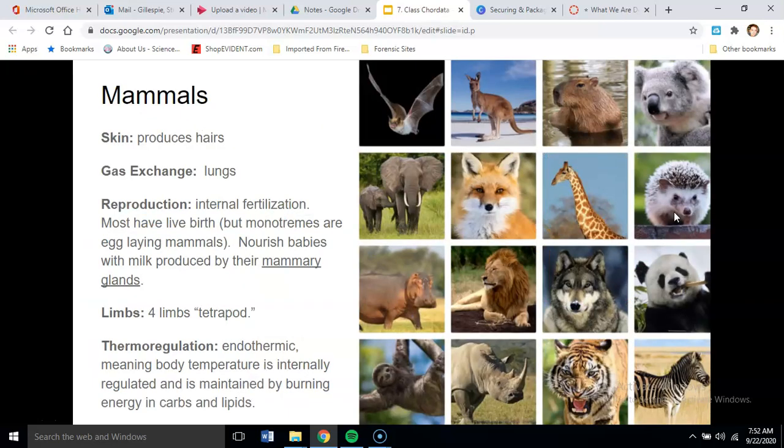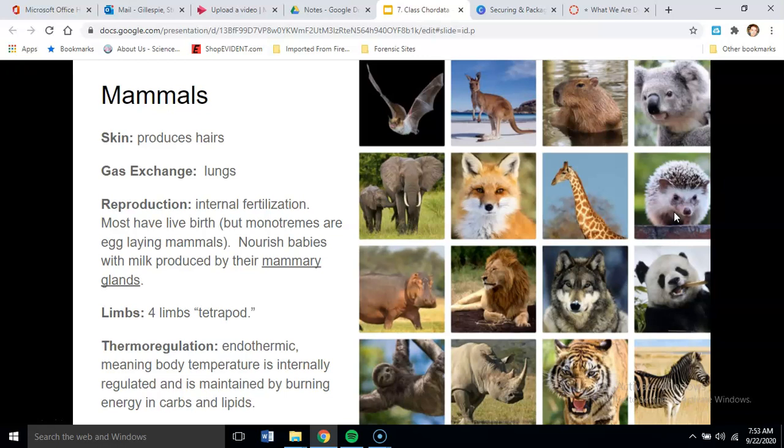So mammals have hair on their skin. They do gas exchange through a pair of lungs. They have internal fertilization. Most have live birth, but there are a class of mammals called monotremes, which are egg-laying mammals. And they nourish babies with milk produced by their mammary glands. That's where the mammal name comes from, are the mammary glands.